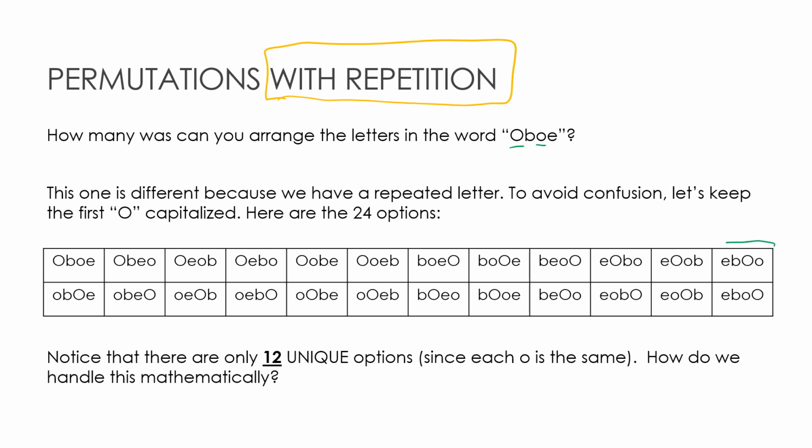Essentially what I'm looking at is the fact that these two are the same, because the only thing different is the placement of the capital versus the lowercase o, and I really didn't have to capitalize. I only did that to show that they were different. So really we're looking at 12 unique options, which would be the 12 columns that I've shown here. Each of the bottom row is really just a repetition of what is in the top row.